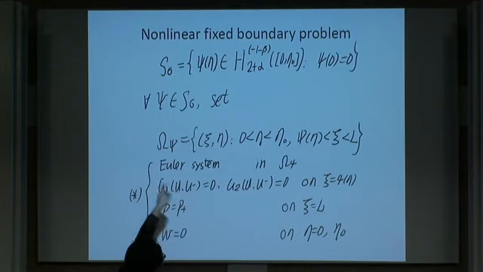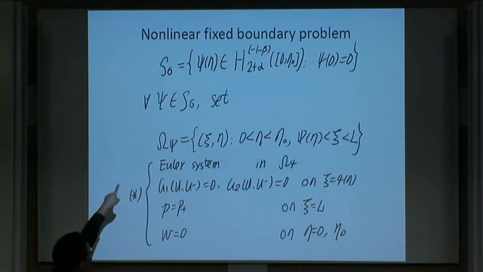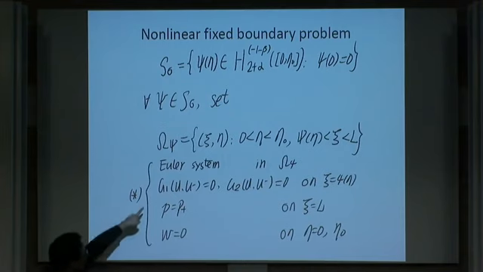We don't care about that. We just take the set A sigma, and then we choose any function psi from A sigma. Then we have this domain. For a given psi, we have a domain. The domain is fixed. And on this domain, we consider the boundary problem.